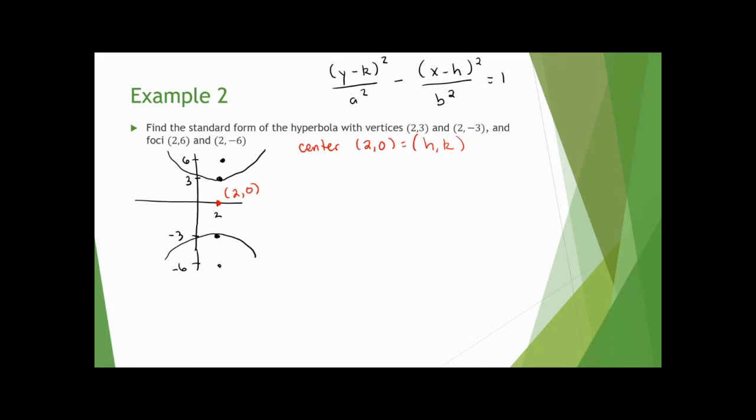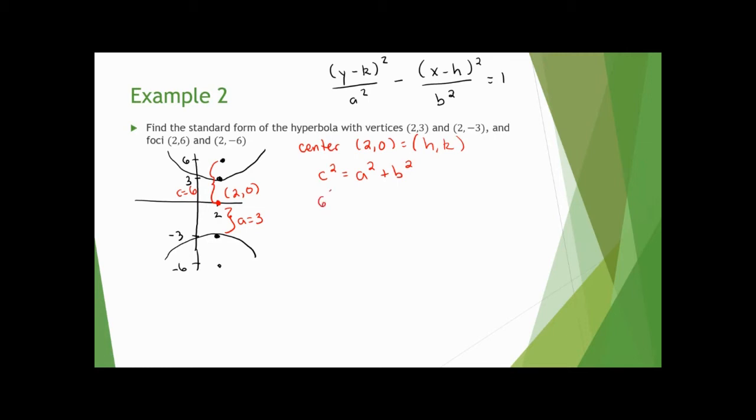a is always the distance from the center to one of the vertices. So a is going to be 3 because there's a distance of 3 in either direction to a vertex. c is the distance from the center to one of the foci. So that distance, c, is equal to 6. So it's 6 in either direction to get to a focus. So we have a and we have c. So now we can find b, because c squared is equal to a squared plus b squared.